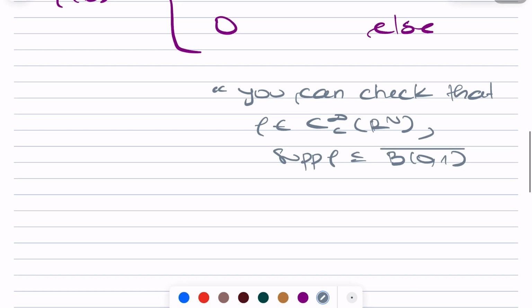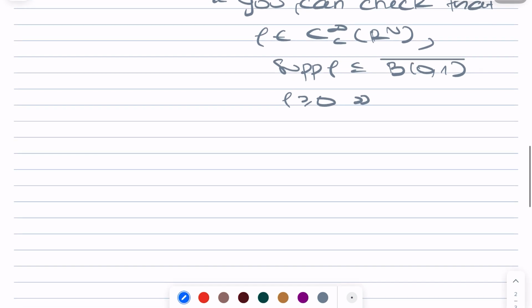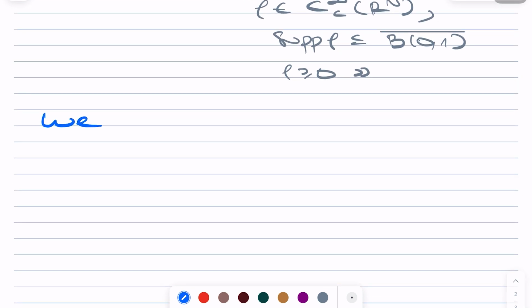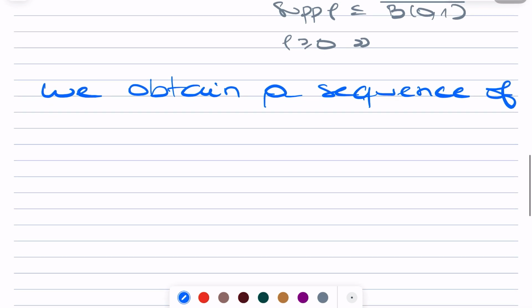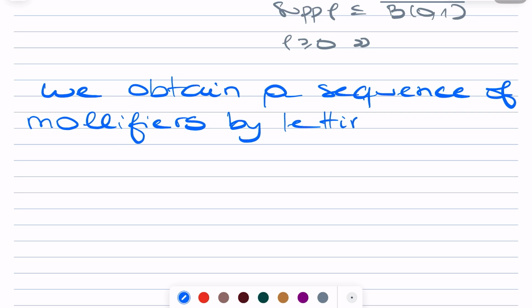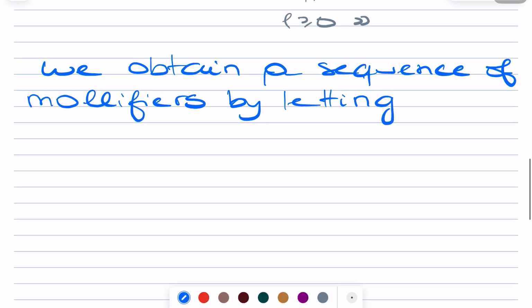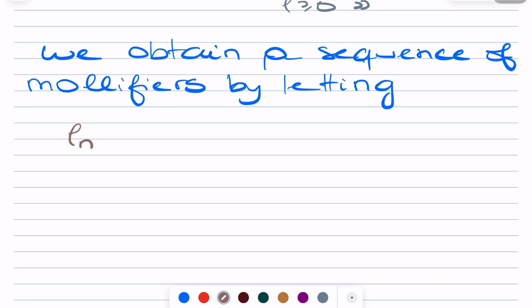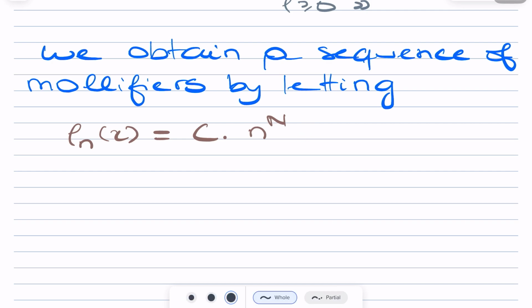And also that rho is greater or equal than 0. Okay, good. So we obtain a sequence out of this function. We obtain a sequence of mollifiers by letting rho n of x be c times n to the power n times rho of nx.